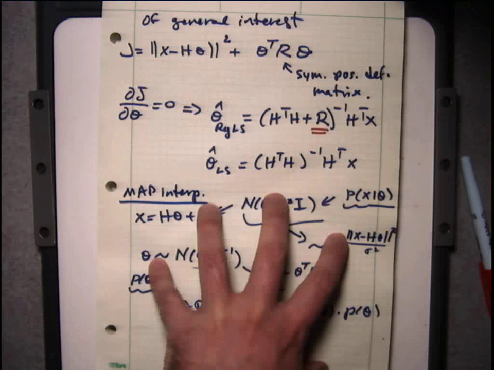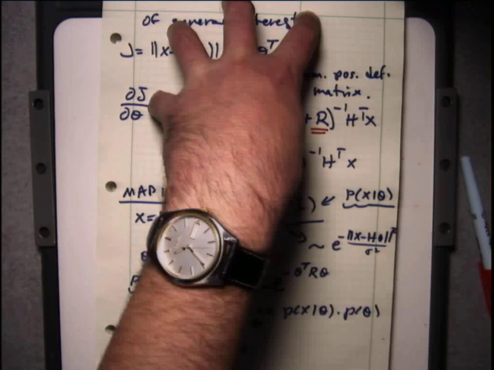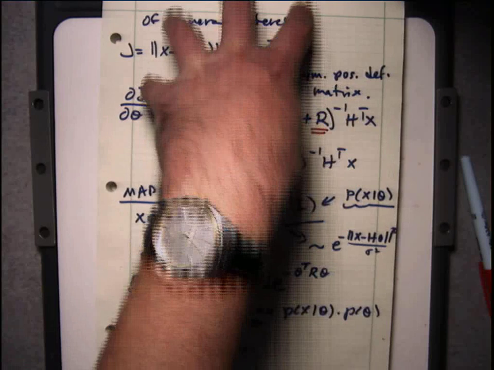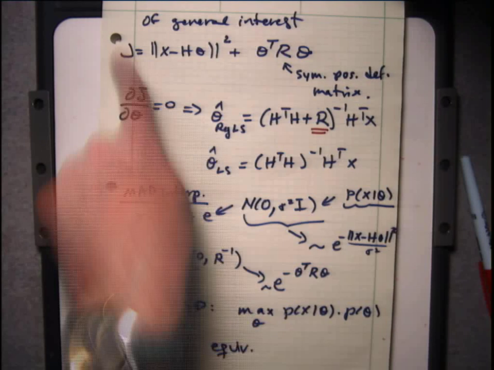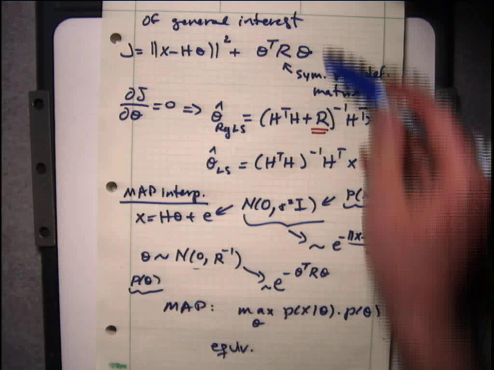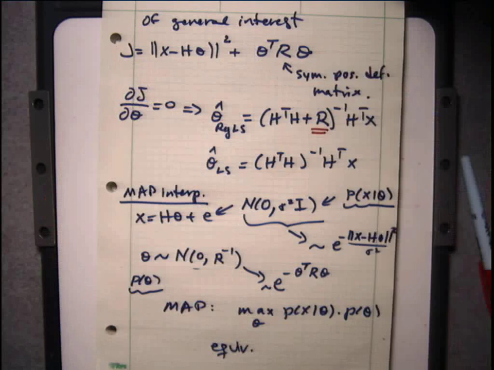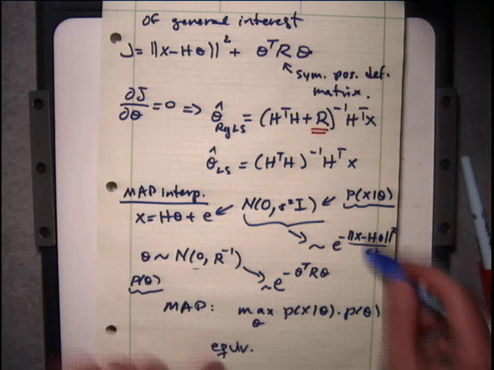So this is an interpretation, but the earlier formulation is more general. I didn't make any statistical interpretations of this guy. I didn't assume the noise was Gaussian. I didn't assume that theta was Gaussian. Okay? I just wrote this down because it's a reasonable cost function, but this is just another way to think about it.